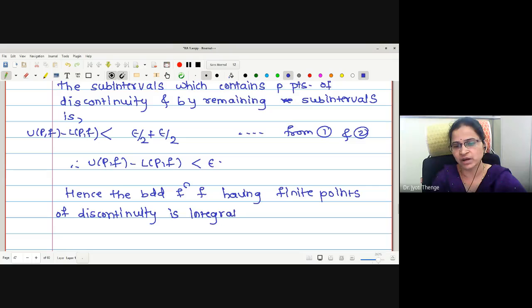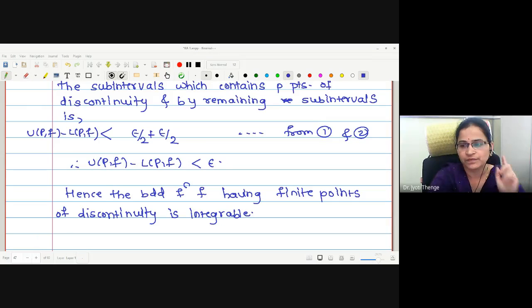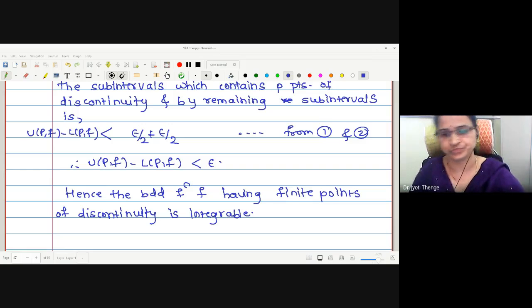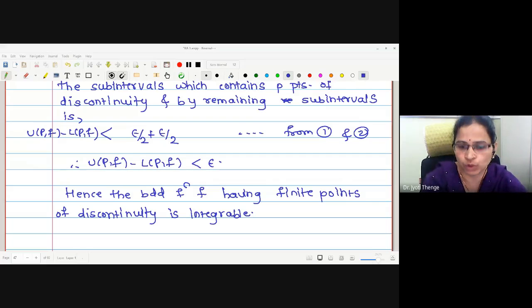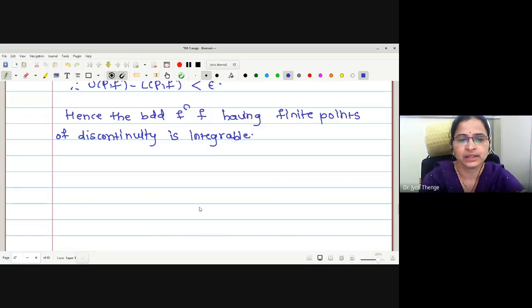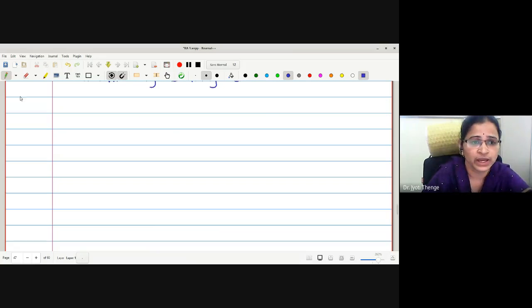If you have any doubts, you can ask me. If the proof of this theorem is understood, then the remaining proof of the second theorem is also along parallel lines. Any doubt on this proof? No, ma'am. Good. Now I'll take one more theorem, stating that the function having finite limit points of the set of points of discontinuity is also integrable.